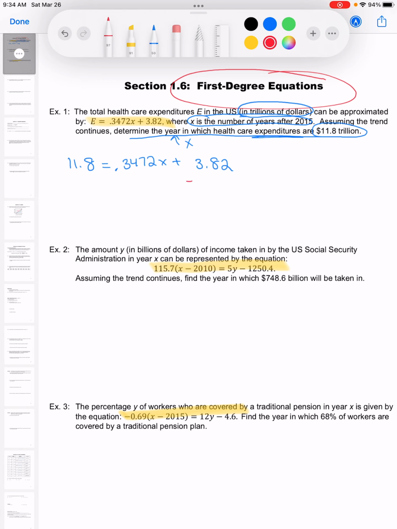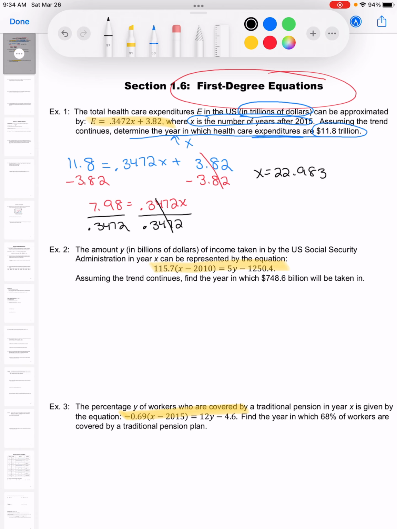So I'm going to subtract the 3.82 from both sides. So I'm going to get 7.98 is equal to 0.3472x. I'm trying to get x by itself, so I'm going to divide by what's in front of it, that 0.3472. Type that in my calculator, and I get this decimal.